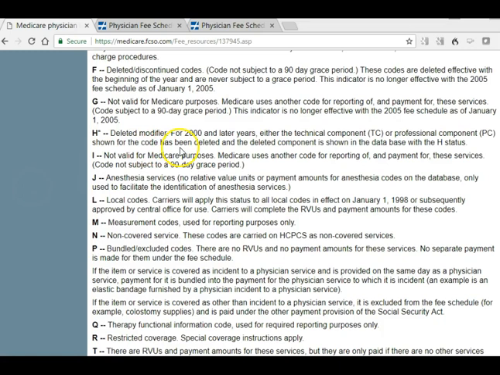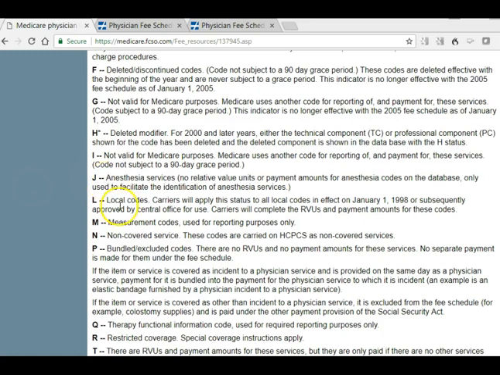Deleted modifiers. Oh, not valid for Medicare purposes. Okay, now apparently this is no longer effective as of January 1st, 2005, so you shouldn't see this anymore. Those codes just don't show up in the list. You should see I instead. Anesthesia services will use a J, just to identify that these are anesthesia services.